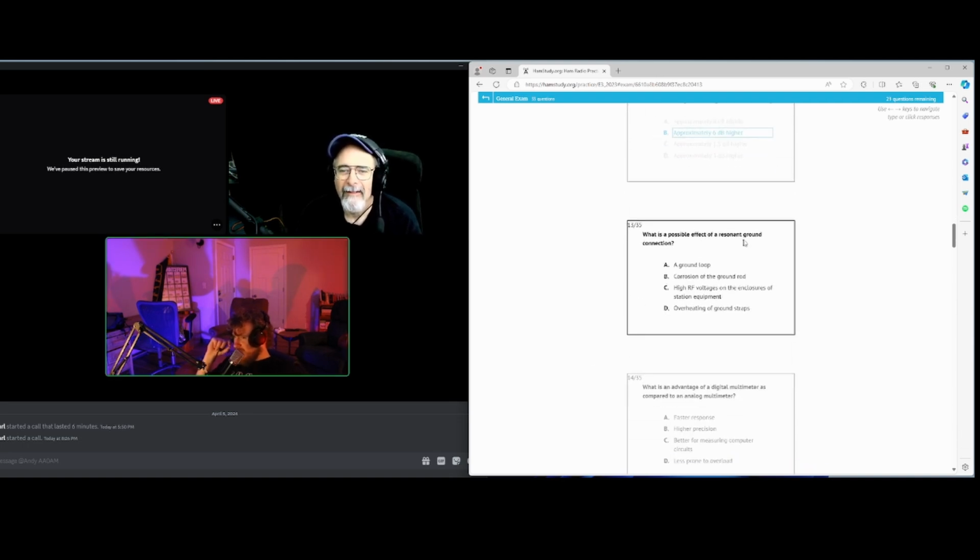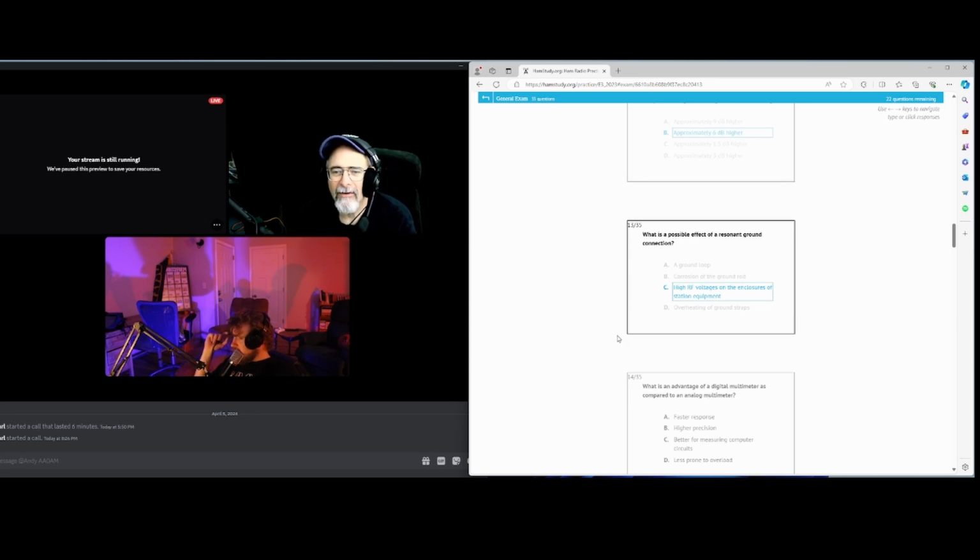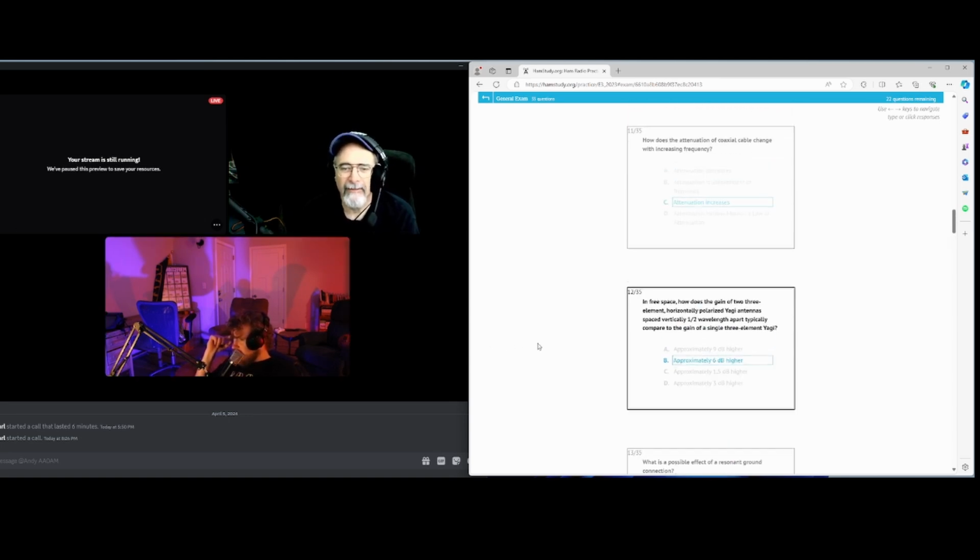What is the possible effect of a resonant ground connection? A ground loop, corrosion of the ground rod, high RF voltages on the enclosures of the station equipment, overheating of ground straps. Okay.